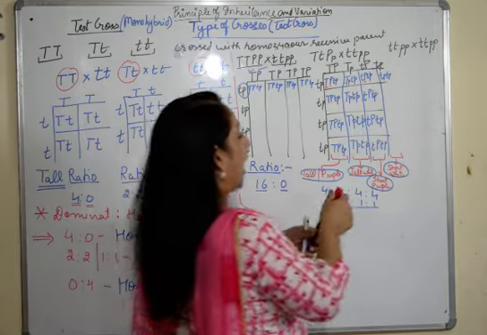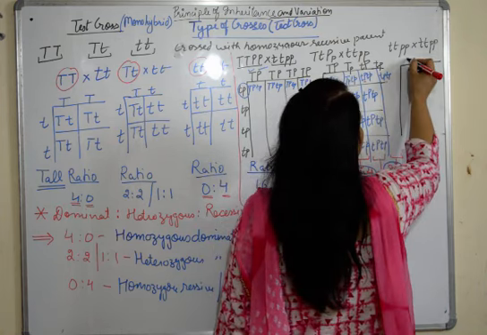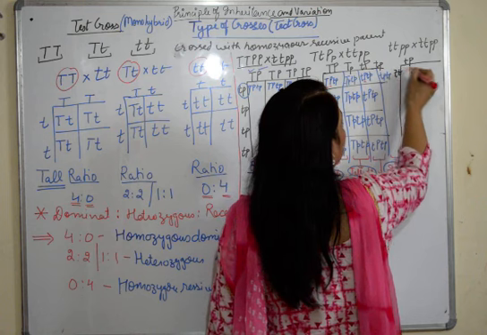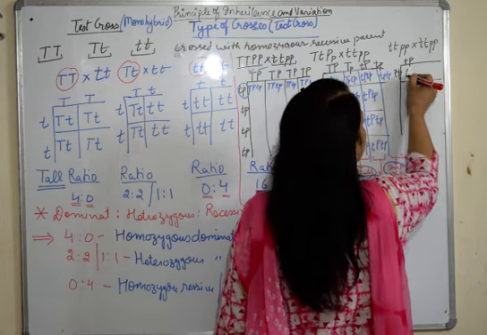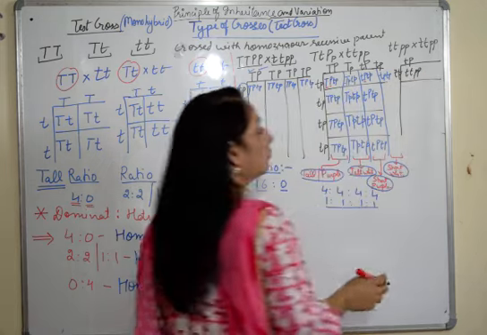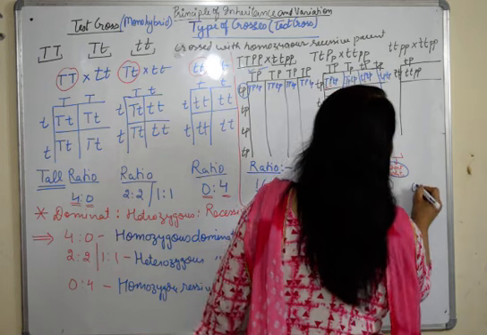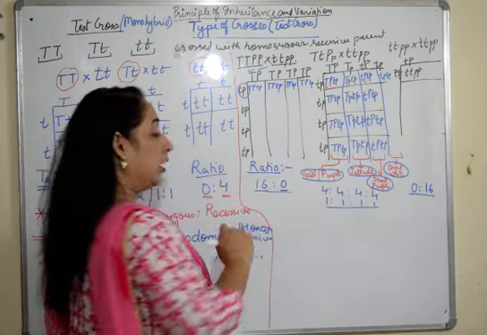Moving on to our last condition. I will just take one example here because it's all the same. So we have small t, small p, small t, small p, everywhere all small t, small p. So the result which we get is, in all the boxes we will get small t and small p. So the ratio comes out to be 0 is to 16. So we have got this ratio.